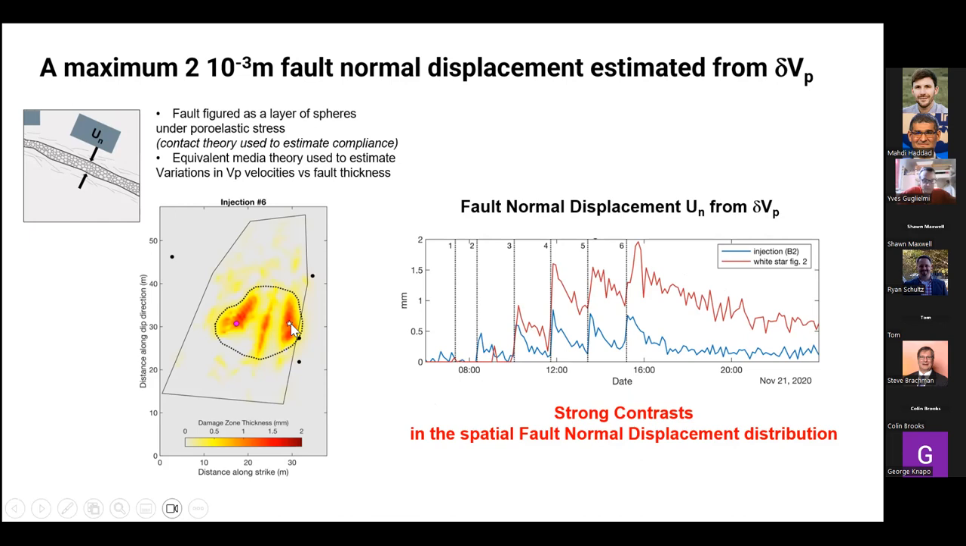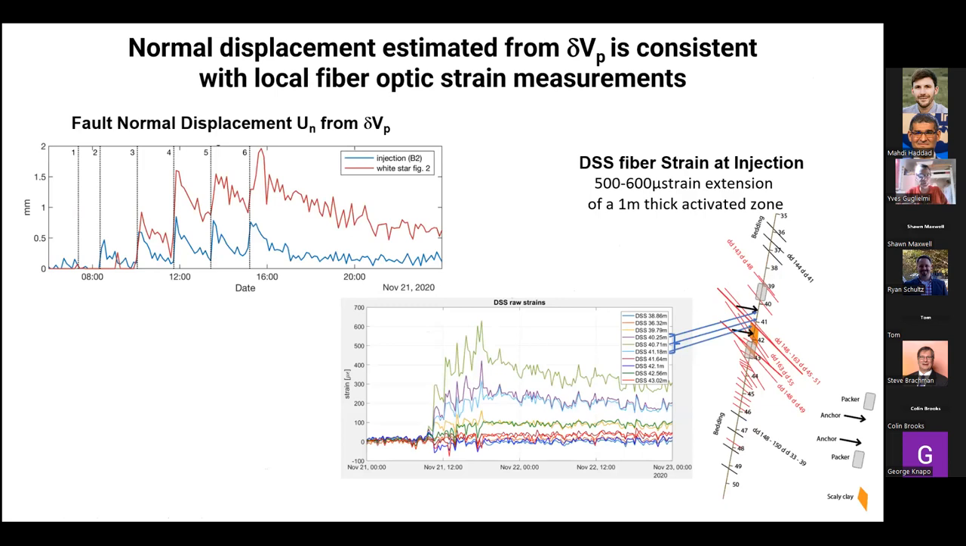And the blue one is at the injection. So the first result, which is very interesting, is that you see there is more opening of the fault about 18 meters away from the injection, where there is the maximum injection pressure. But what I want to show here is that we can calibrate that estimated normal opening.